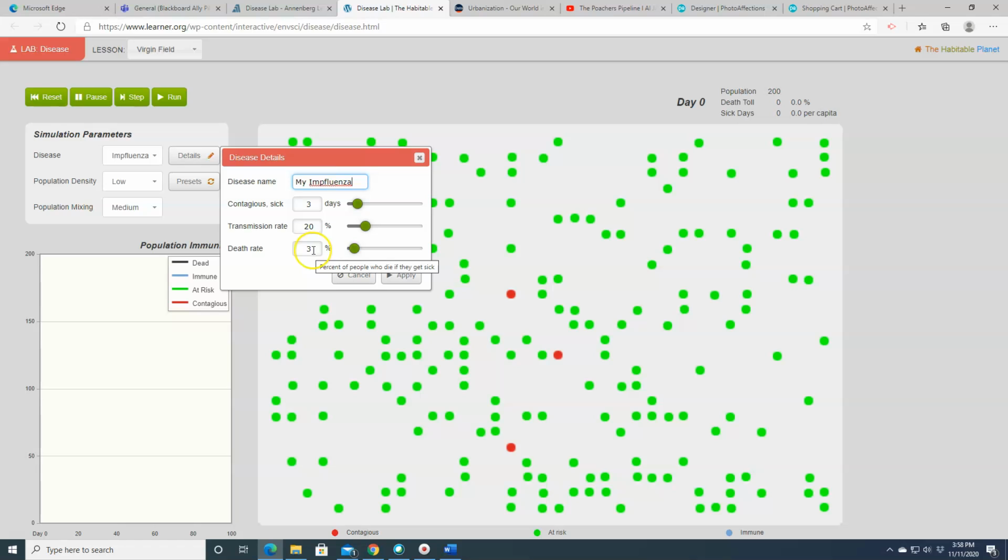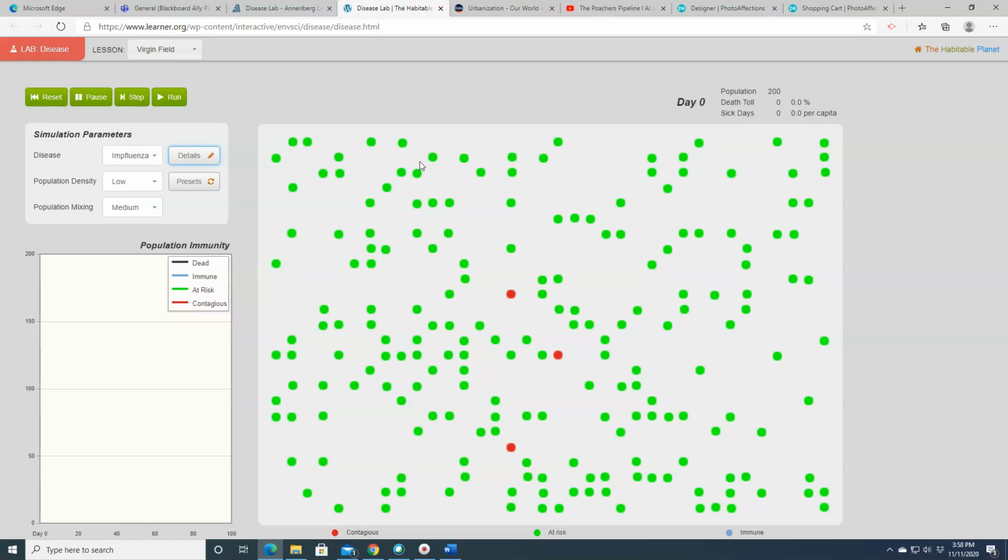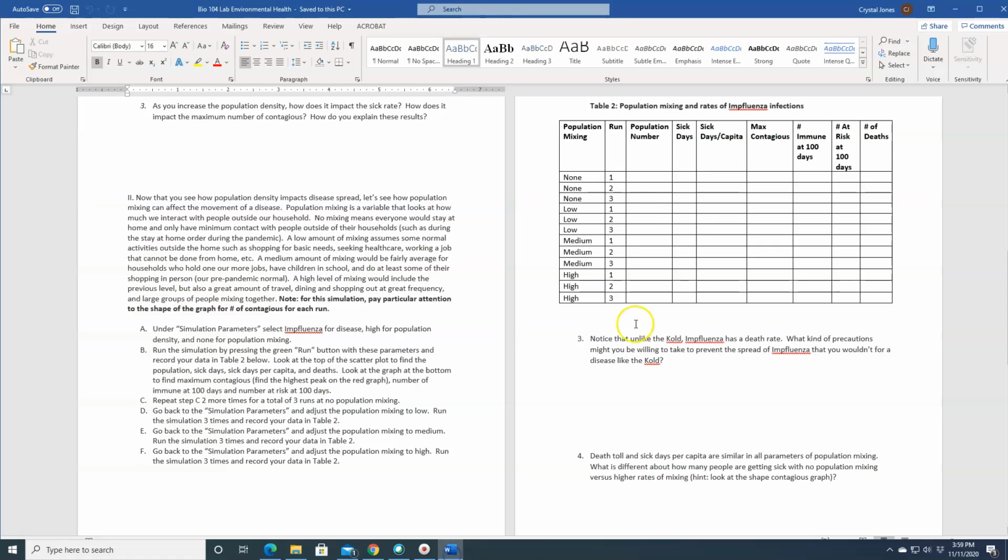We have a death rate now, because people do die from the flu every year, but we have a shorter period of time where you're essentially contagious, where you can pass it on to other people. So rather than that 5 days that we had with the cold, now we're down to 3 days that we can pass this along. So we're going to do the exact same thing. This time we're going to look at how population mixing impacts transmission rates.